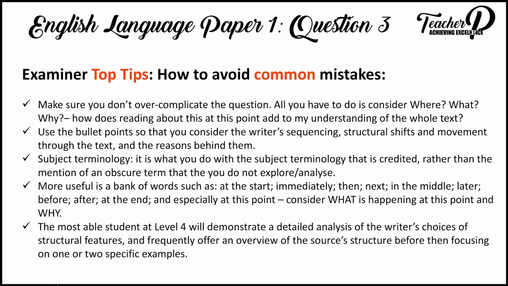So they have looked at foreshadowing, foreboding, the cyclical plot, and explained why the writers used it, how the writer has used it, where the writer has used it in the text, and the effect on the reader. They also gave an overview of the source's structure before then focusing on one or two specific examples.